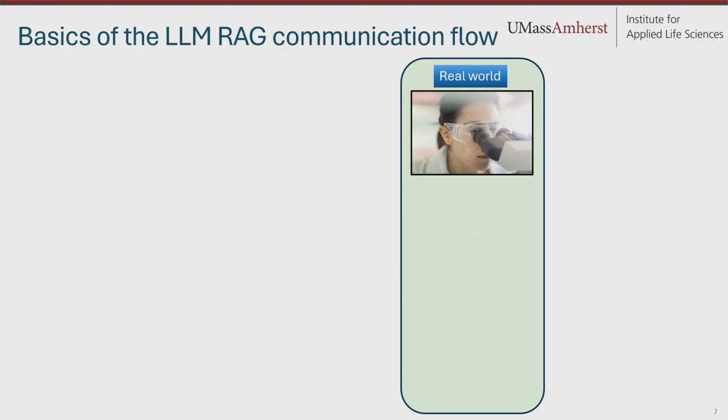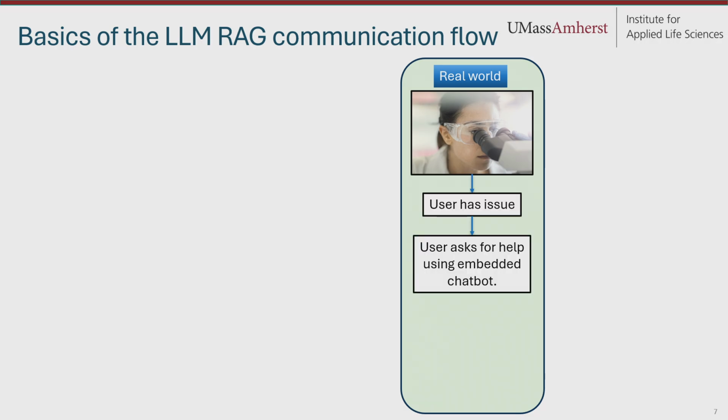So what does it actually look like? Let's pretend I have a user who comes in on a Sunday evening to do a really important experiment that they need the data for by Monday. The user sits down at the microscope. They have an issue. Maybe it's the 500 micron issue, right? And they're stuck. But luckily there's the chatbot right in front of them.